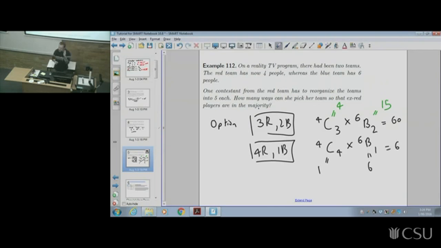Do we want to multiply them or add them? Add. So we want the first option or the second one. That's why we're adding them together. So if I haven't made any further mistakes, it should be 66.